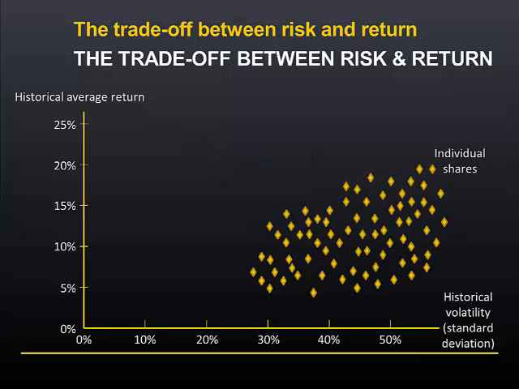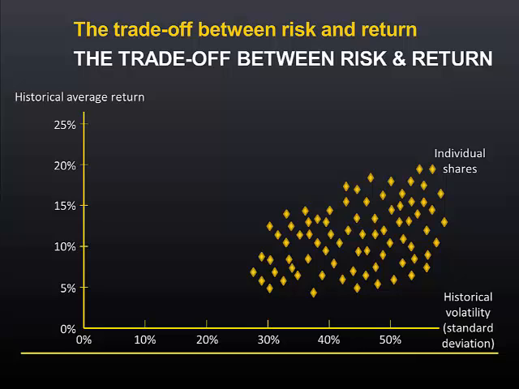Individual shares tend to plot about here, with standard deviations between about 25 and 60%, and with returns between about 5 and 20%. Despite what we've said earlier about the relationship between risk and return, there doesn't appear to be a clear relationship between risk and return for individual shares.